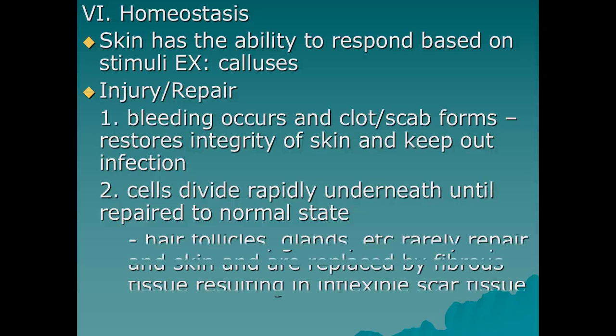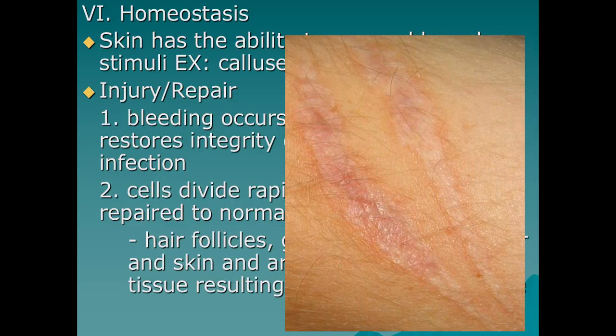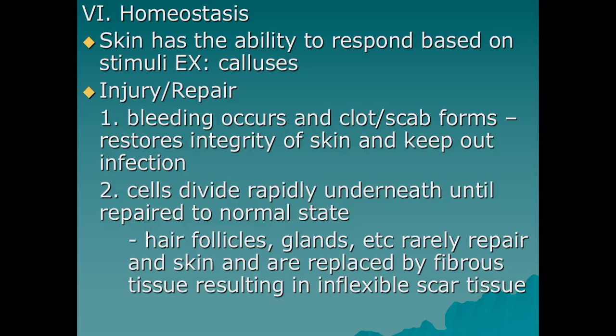So what happens when you get cut? When you bleed? Here's what happens. When you have injury to the skin, down to the dermal layer, bleeding occurs. The bleeding serves a function. Its main function is to clot the region up. And then from that clot, you create a scab. The scab actually helps restore the integrity of the skin and keep out infection.